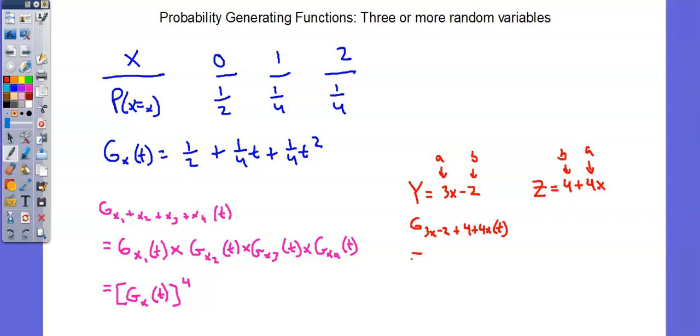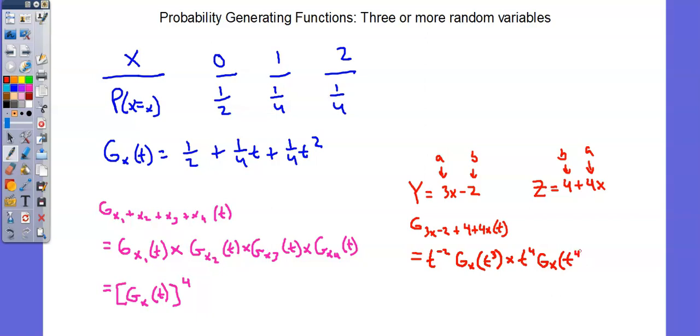we have t to the power of b, first b is negative 2, times the probability generating function for x with an input of t to the power of a. In the case of y, the a is 3. And we will multiply, for z, t to the power of b, which is t to the power of 4, times the probability generating function for x with an input of t to the power of a.